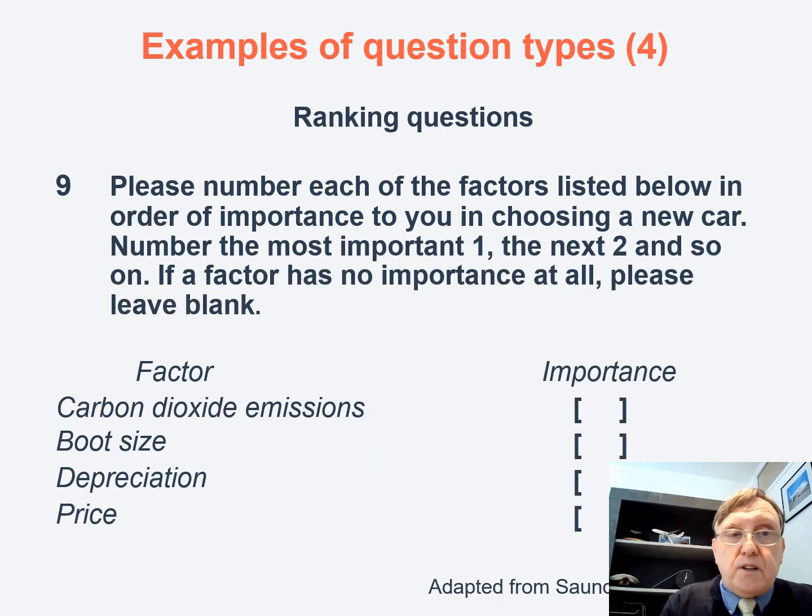Ranking, how you put them in order of priority. So here in this particular example, we're asking: number each of the factors listed below in order of importance to you in choosing a new car. Is it the emissions, or the size of the boot or trunk, as the Americans would say? The depreciation, how much it would depreciate over a period, or the actual price that you would have to pay for it. If none of those are important, then leave those as being completely blank.